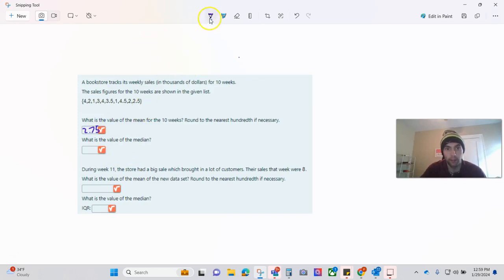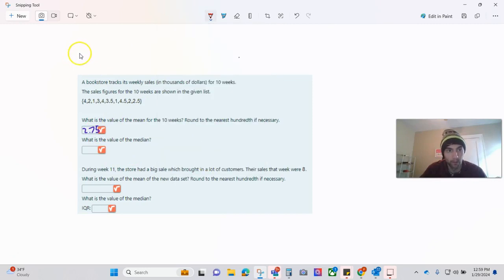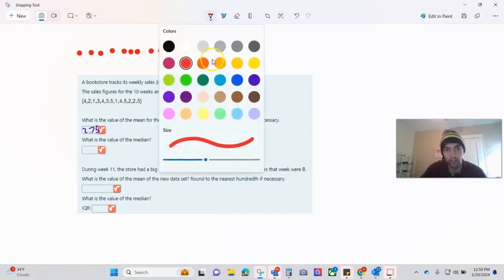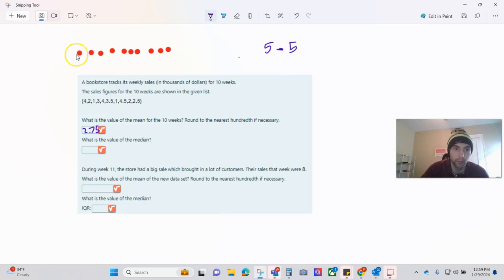So if I have 10 numbers, 1, 2, 3, 4, 5, 6, 7, 8, 9, 10, my middle would be between the fifth and the sixth number, right? I'd have 5 numbers on one side and 5 numbers on the other side, so whatever number is between the fifth and sixth number is my median.